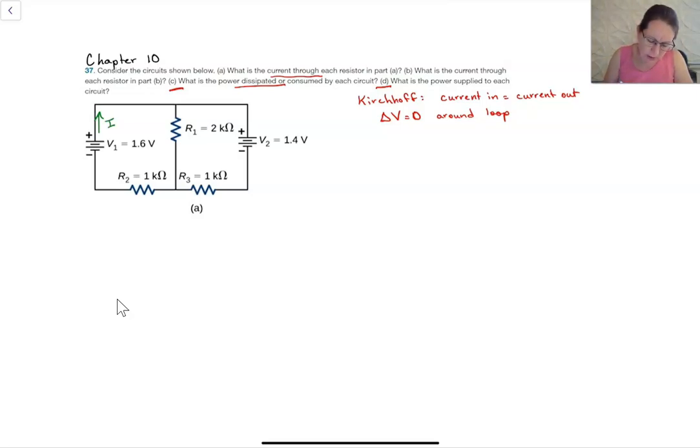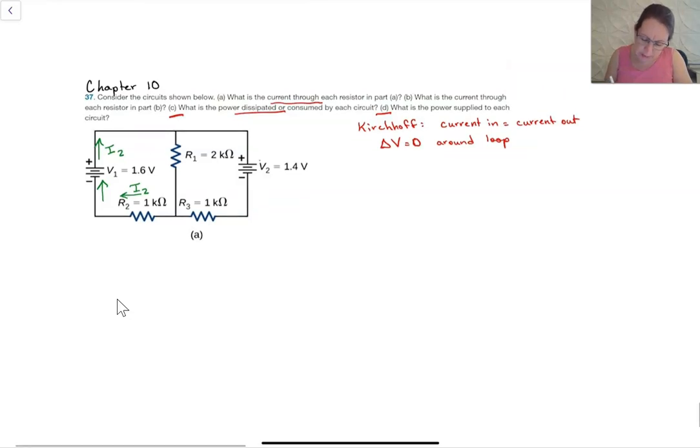So the current that's coming out of the battery would also be going into the junction, right? Kirchhoff's law says current in equals current out. So this is now going to be the current through resistor 2, so I'm going to call this I2. Same thing here. I would expect the current coming out of this battery to be going that way, and that is what we call current I3. So I3 is coming along like this, and I2 is coming along like this.